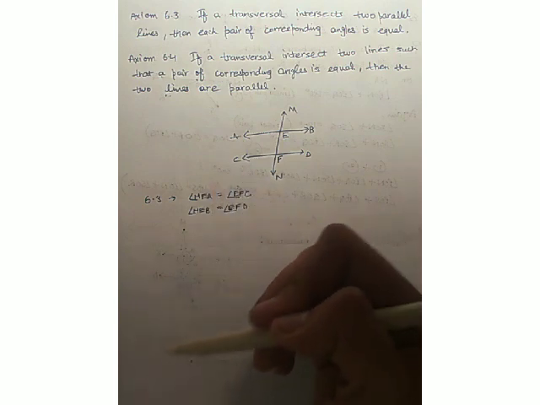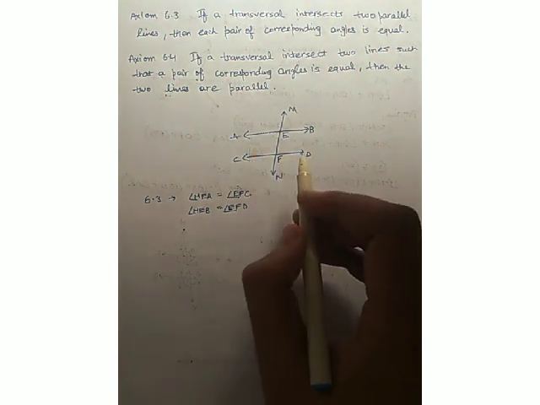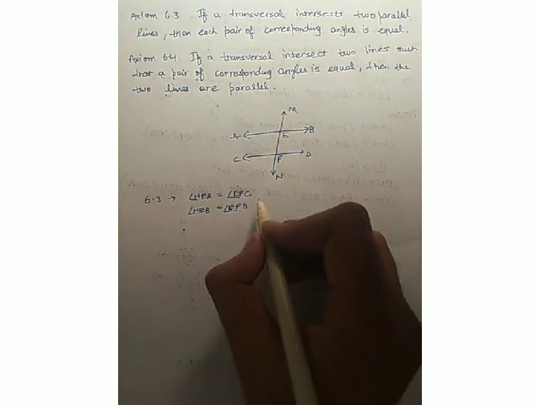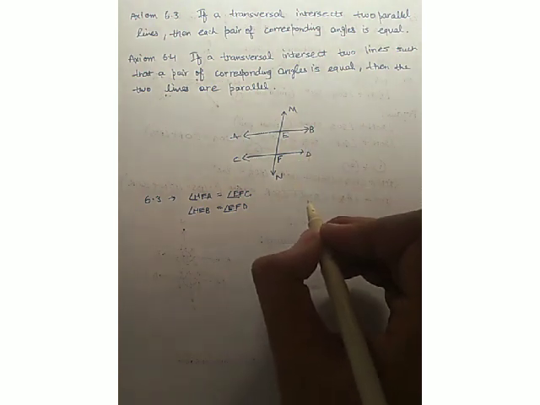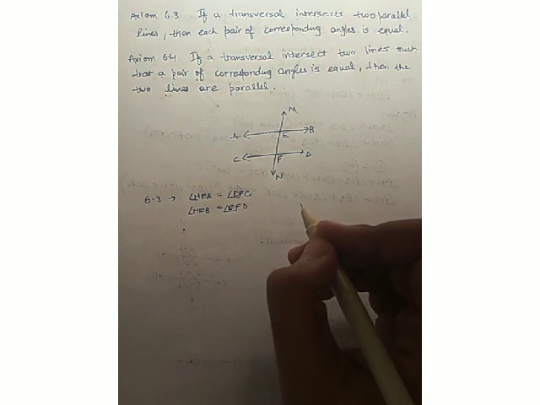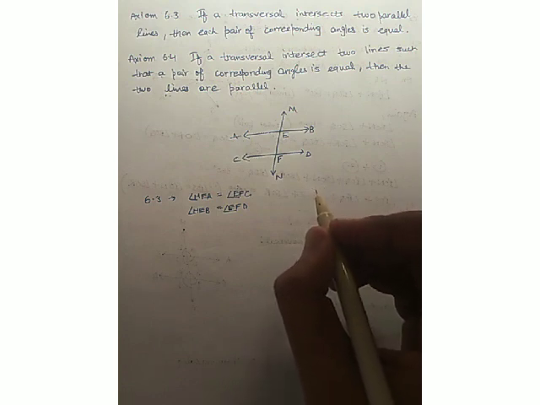Now axiom 6.4 is completely the converse. It's saying that a transversal is intersecting two lines. It's not given that the two lines are parallel, but it is given that the corresponding angles are equal. Since this condition is given, it's automatically defined that the two lines which the transversal is intersecting are parallel lines. So this is the converse of axiom 6.3, and these two are known as the corresponding angle axioms. Make these axioms very clear in your mind in order to attempt the further theorems as well as the other examples and sums.